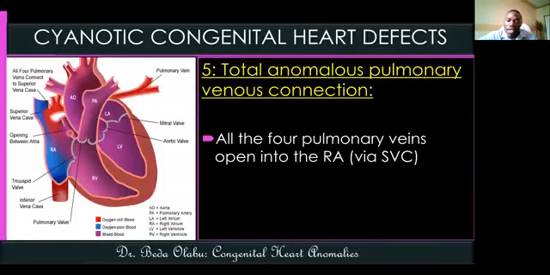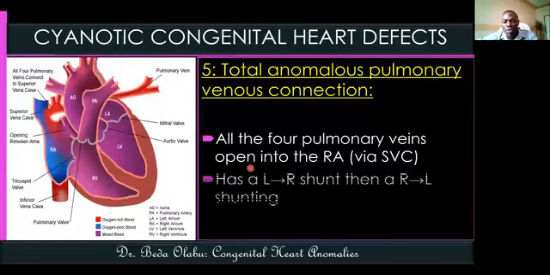Instead, they empty into the right atrium. It could be direct or via the superior vena cava, as we can see in this particular condition. And that is why we are calling it total anomalous. We call it total anomalous because there's also partial anomalous pulmonary venous connection. The partial anomalous will not give you cyanosis because the left atrial pressures will still be normal or high.